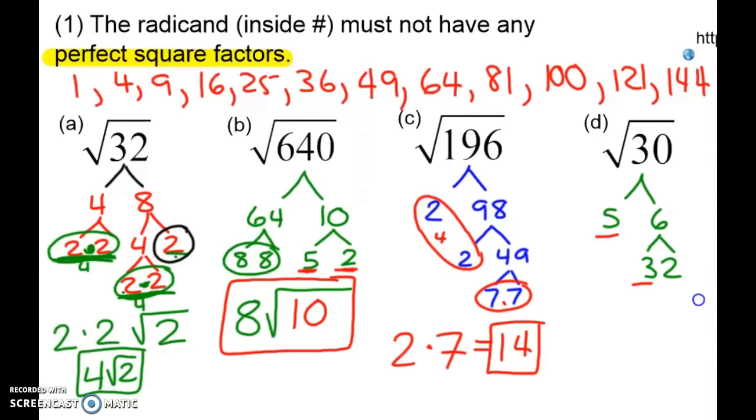Now my factors are 5, 3, and 2, none of which are pairs, which means I don't have any perfect squares. So the answer to this, very simply, is just going to be the square root of 30. Sometimes you are not going to find any perfect squares. The rule just simply says, to simplify, you can't have any perfect square factors. Well, this one didn't. And so the square root of 30 is a simplified answer that we can go with.